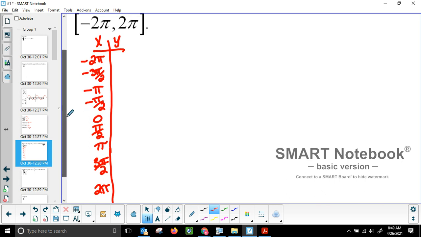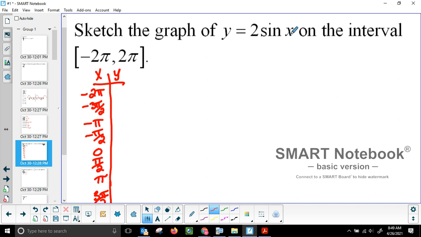0, pi over 2. So we know that the sine of 0 is 0. What's 2 times 0? 0. So this is still 0. Oh, whoops, sorry. I put that in the wrong spot. So pi over 2, we said when we were just doing sine of x that the sine of pi over 2 is 1. So if I plug pi over 2 here, sine of pi over 2 is 1, and 2 times 1 is 2.